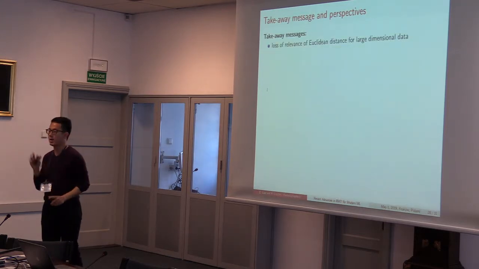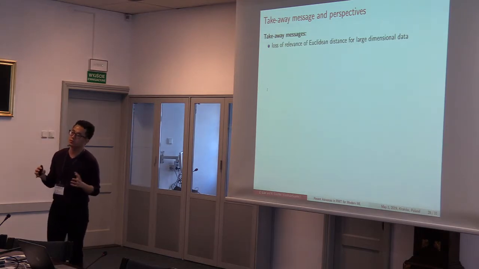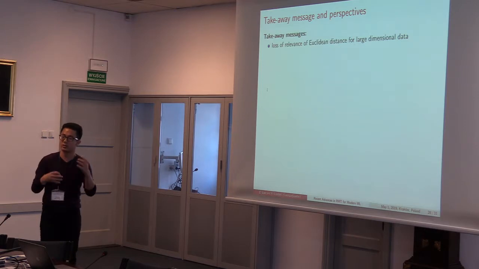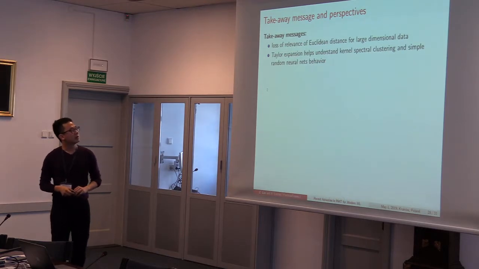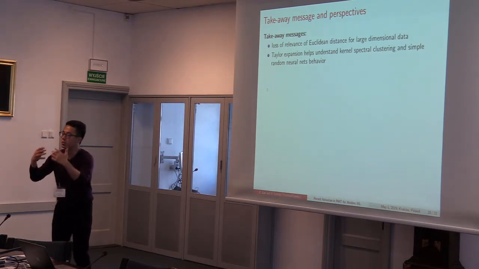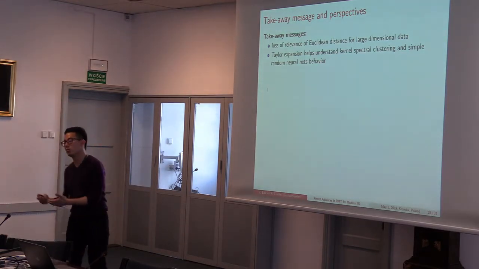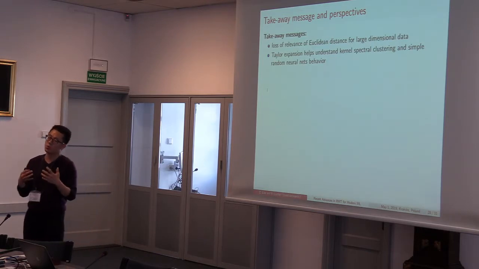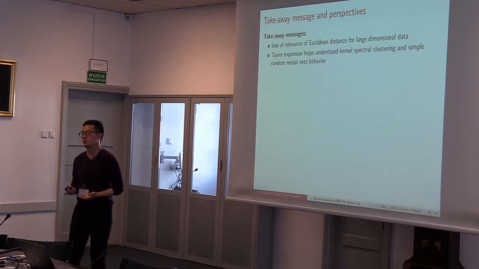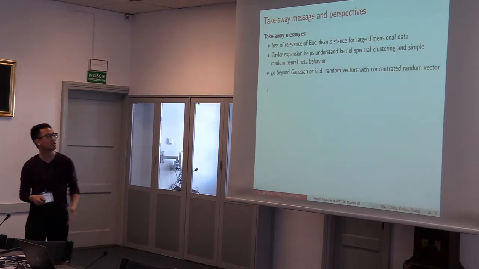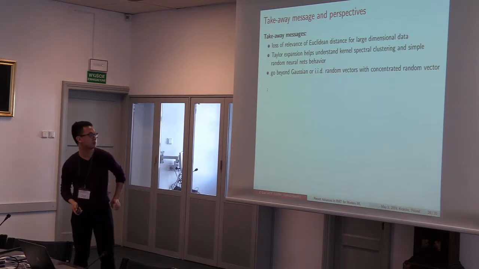And in summary, the takeaway message. We see that we have escaped this curse of dimensionality effect, where the idea of Euclidean distance doesn't make sense for large dimensional data. We use this Taylor expansion to understand the nonlinear behavior that arises in kernel spectral clustering and also in simple random neural networks. But we need more advanced tools to handle more complicated things, for example when it is not possible to do a Taylor expansion. And we can go beyond Gaussian or IID random vectors if we play with concentrated random vectors.